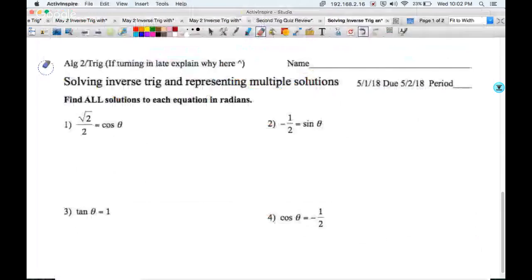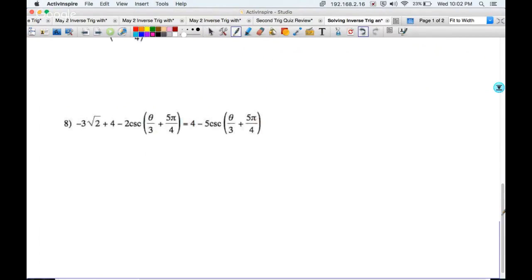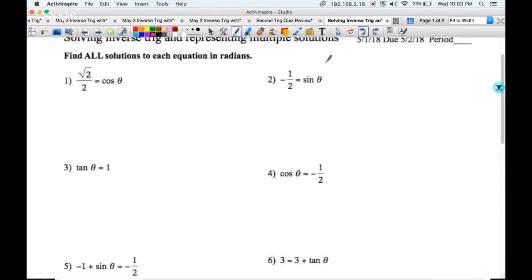So this is going to be our homework help video for solving inverse trig representing multiple solutions. We'll go ahead and get started here with problem number one. Problem number one, we've got square root of 2 over 2 equals cosine theta. First step to isolate theta, we take the inverse cosine of both sides. So that's just a cosine with that little -1.